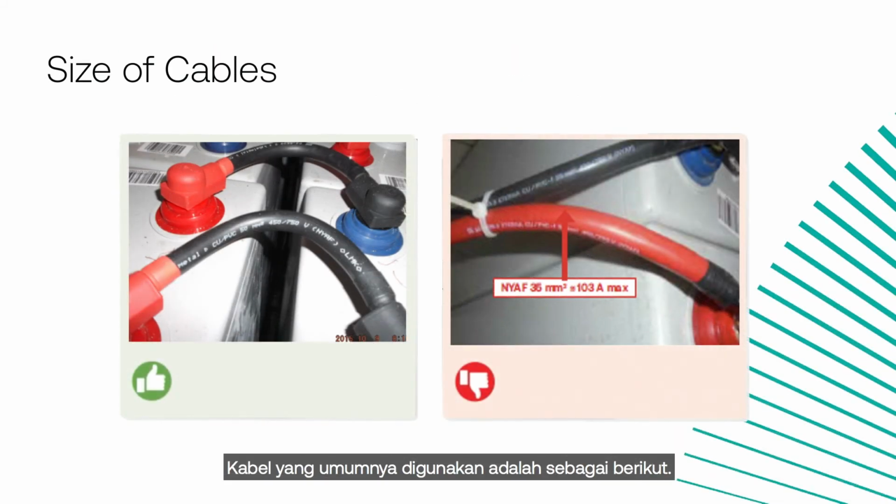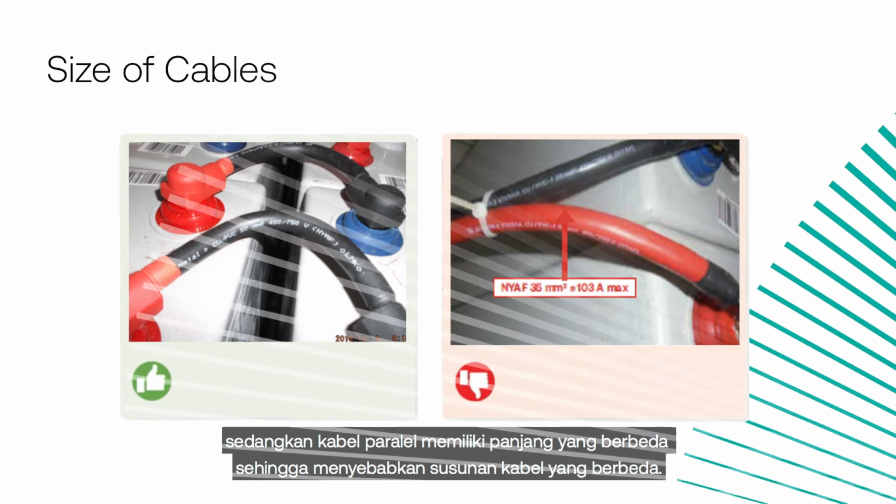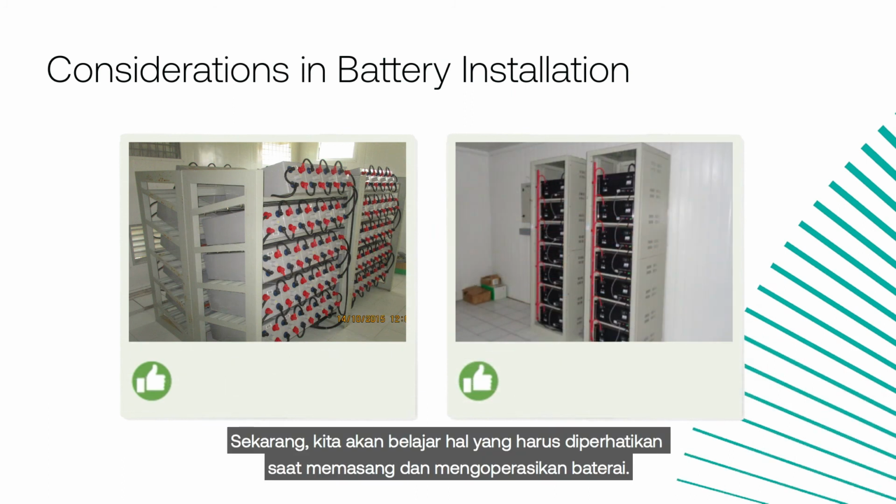The cables that are usually used are NYAF 50mm square cable, used to handle a maximum of 104 amperes. The correction factor because of ambient temperature and classification used is 0.75. NYAF 35mm square cable is used to handle a maximum of 103 amperes. Interconnection cable between battery cells has the same length and arrangement, while parallel cable has different length that causes different cable arrangement. Now, we learn things to consider in battery installation and operation.